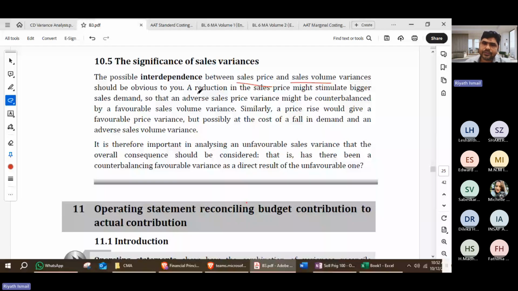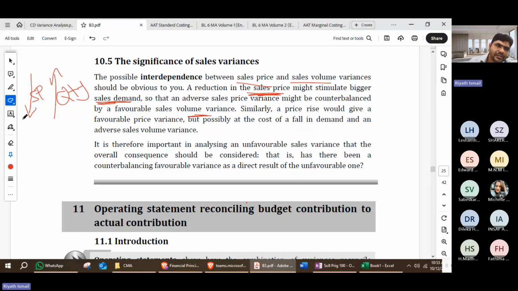It should be obvious to you. The reduction in sales price might stimulate bigger sales demand. When you reduce the selling price, when the selling price falls, what happens? It stimulates the quantity sold, so that an adverse sales price variance might be counterbalanced by a favorable sales volume variance.